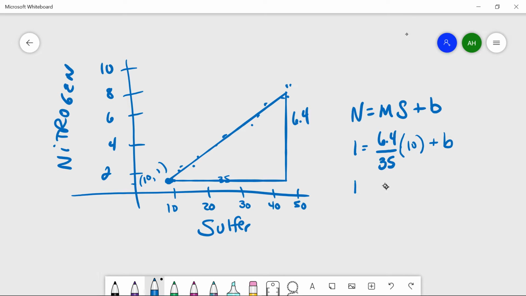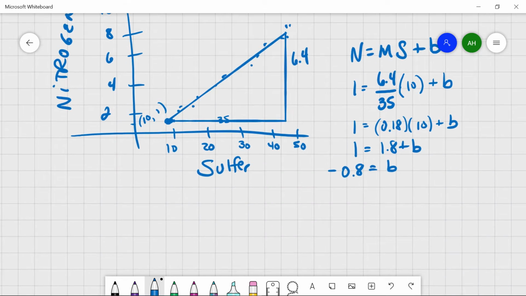So I get 1 over here. Let's say I went ahead and divided the 6.4 by 35. That's going to give me 0.18. I'm going to multiply that by 10 plus b. So 1 equals 1.8 plus b. So subtract that 1.8 from each side, and I'm going to get negative 0.8 equals b.